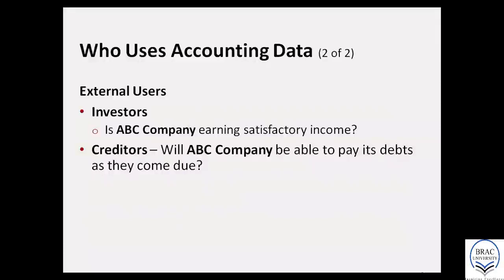On the other hand, creditors are the ones who give out loans to the company. They look at the accounting data to see if the company has enough cash or enough assets to pay back the loan that was given to the company by the creditor. If the company doesn't have enough cash or assets, the creditor can lose their money. So that's why this accounting data is very important to the creditors.